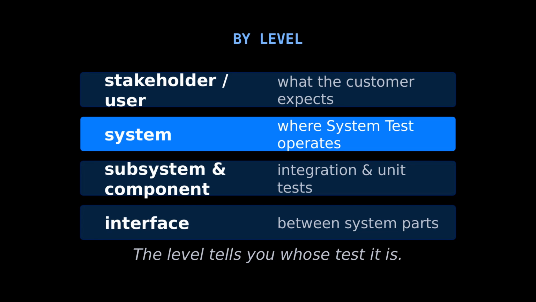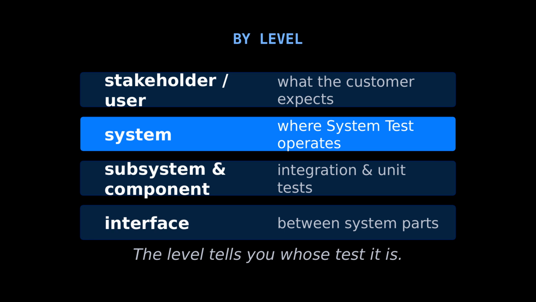Another way to look at requirements is the level they sit on. A system requirement describes the product as a whole. This is the main level system test operates on. Below that, there are subsystem and component requirements, usually covered by integration and unit tests, but they still shape what arrives and are important for system testing.